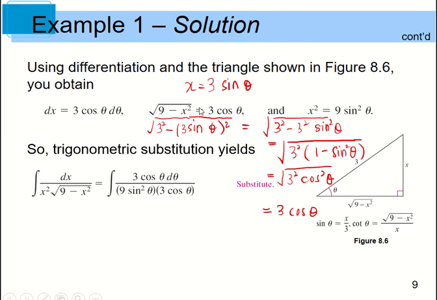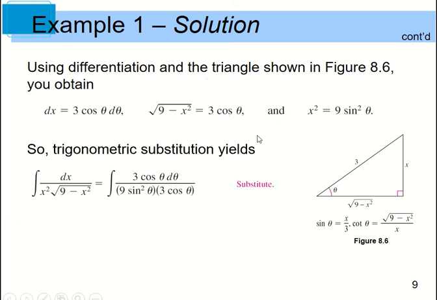I just repeat one more time. The 9 is actually 3 square. The x square is 3 sine theta square. So expand this, we have 3 square and sine square. Factorize out the 3 square, so inside we get 1 minus sine square. According to the trigonometric identity, this is cos square theta. Now we can eliminate the square and the square root. We have 3 cos theta here.